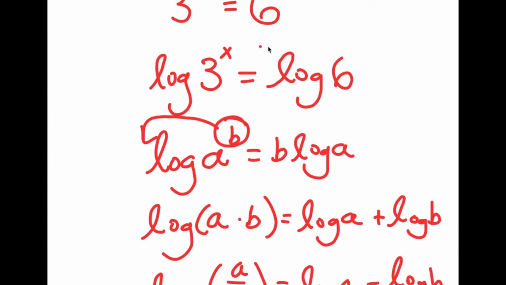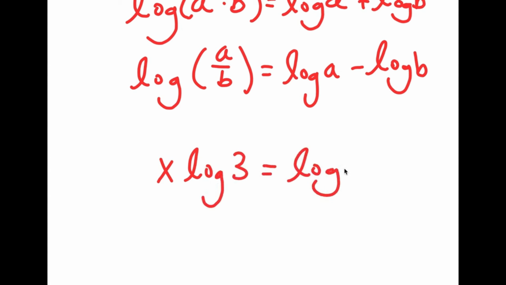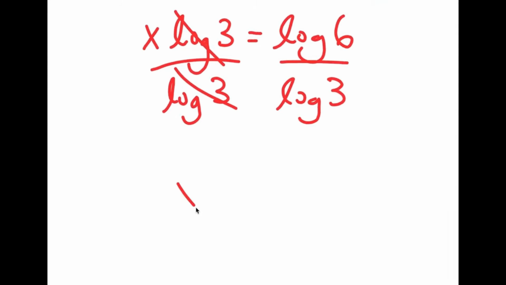So we have log 3 to the power of x equals log 6, and we can use our first property here, log a to the power of b is equal to b times log a. So I can move x to the front, and I get x times log 3 is equal to log 6. Now from here, we want to isolate x, so I can divide both sides by log 3. So then these two cancel out, and I get x is equal to log 6 over log 3.